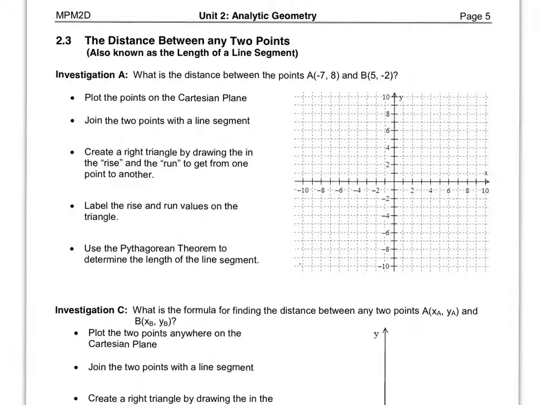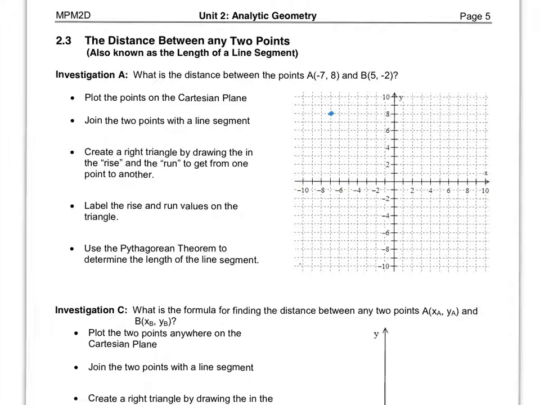Okay, now we're looking at the distance between any 2 points. In our first lesson in this section, we were looking at the distance between the origin and a point, but this is between any 2 points on the Cartesian plane. So we're going to look at point A, which is at -7, 8. So -7, 8 should be right about here.